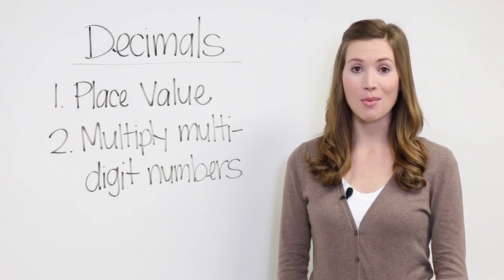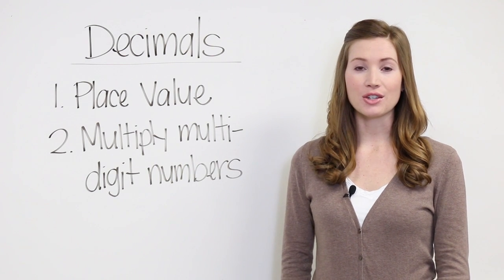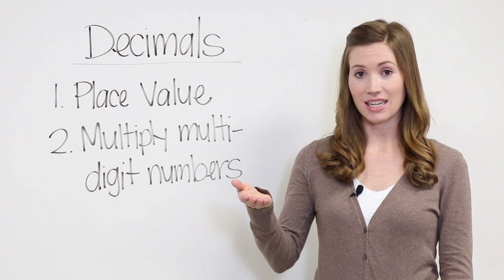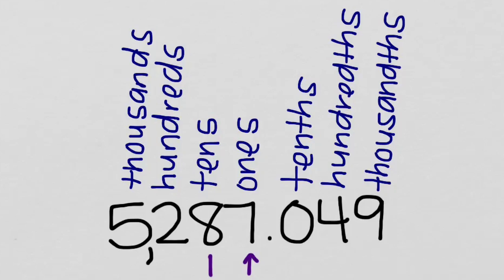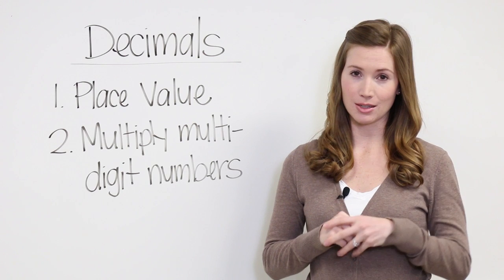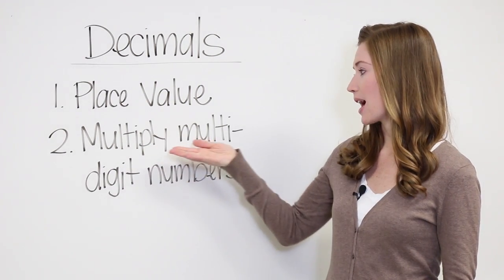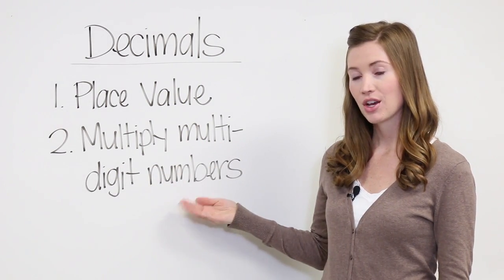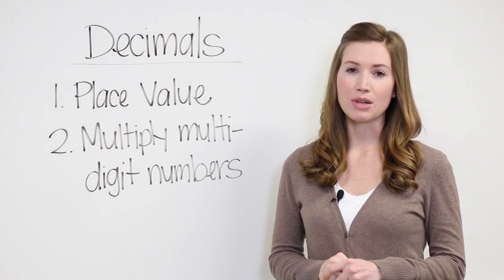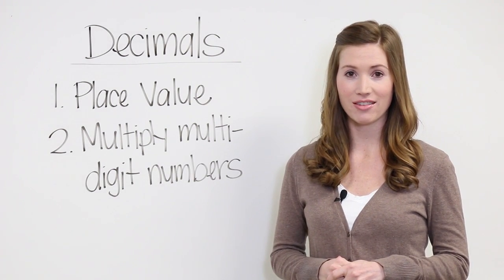Watching this video, there are a couple things you need to know. First, place value. Not only do you need to know place value to the left of the decimal point, your ones, tens, hundreds, thousands, but you also need to be familiar with place value to the right of your decimal point, tenths, hundredths, thousandths. You also need to be able to multiply multi-digit numbers. For example, you should be able to multiply 424 and 125.